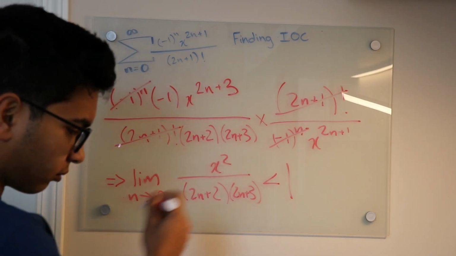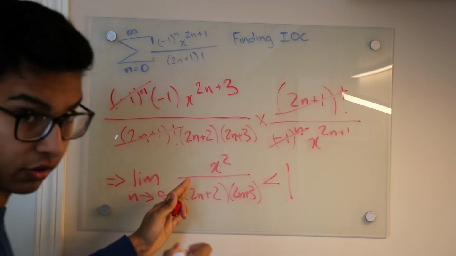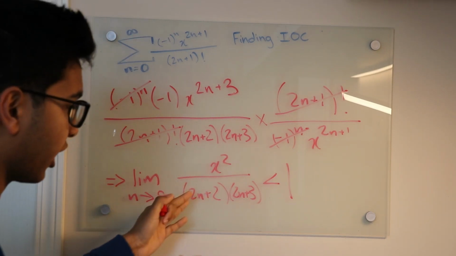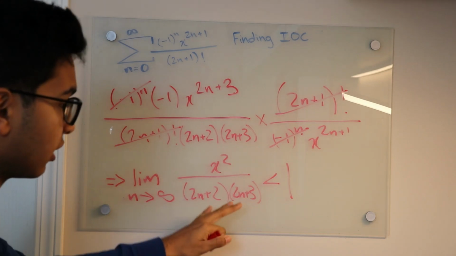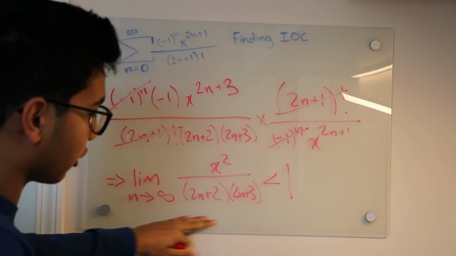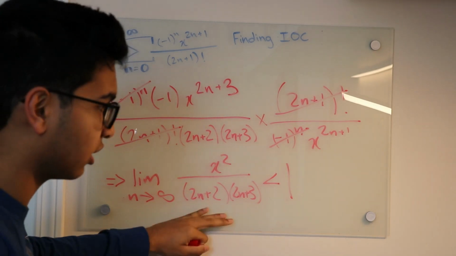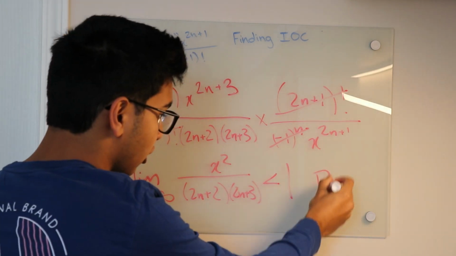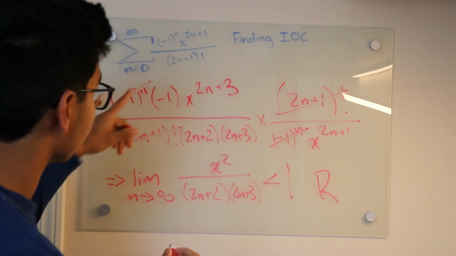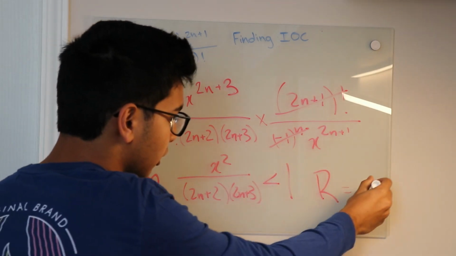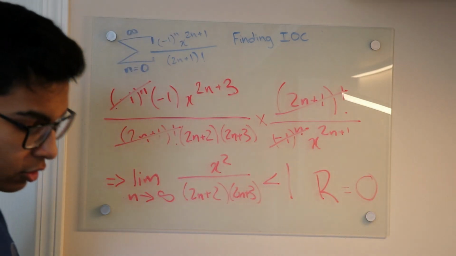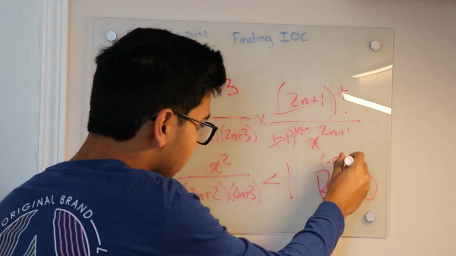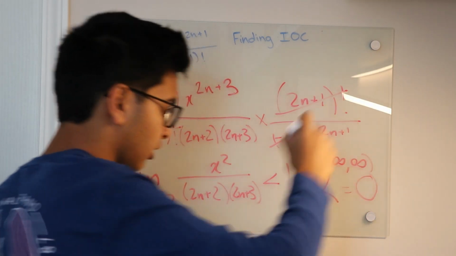Therefore, the series will converge for all values of x, because no matter what finite value you give for x, it'll always go to 0 because the n terms are going to infinity in the denominator. This means that the radius of convergence for this series is going to be equal to 0. That also means that the interval of convergence for this series is going to be minus infinity to infinity.